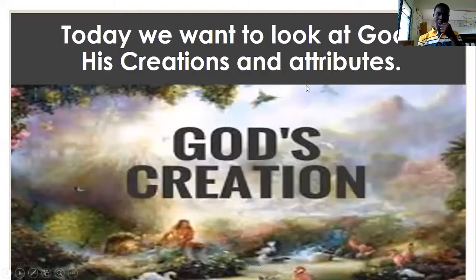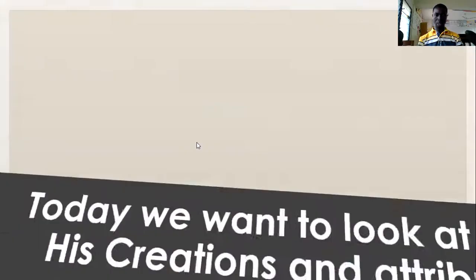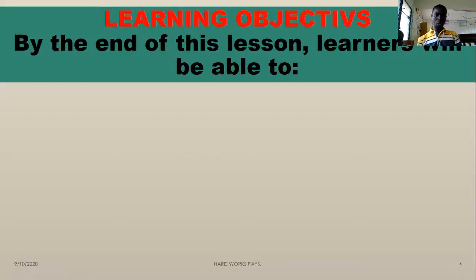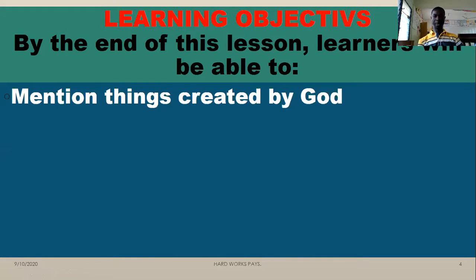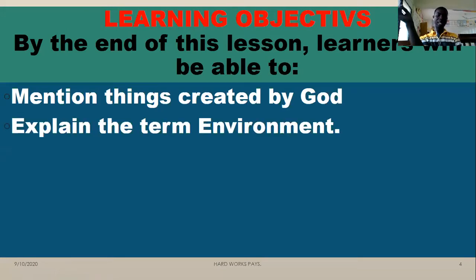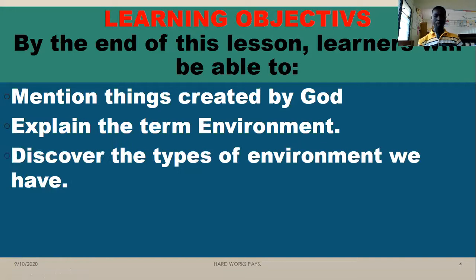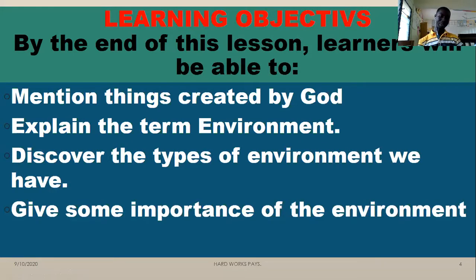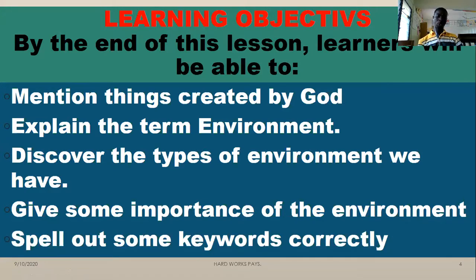So today's topic, you will look at God, His creation, and His attributes. This is what you discussed in class 2. So let's look at our learning objectives. By the end of this lesson, learners will be able to mention things created by God, explain the term environment, discover the types of environment we have, give some importance of the environment, and spell out some keywords correctly.